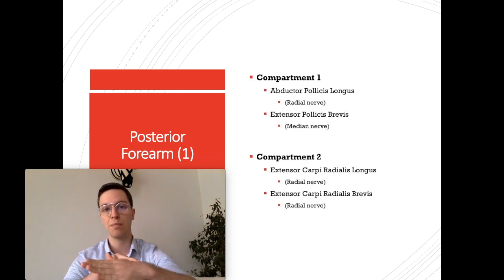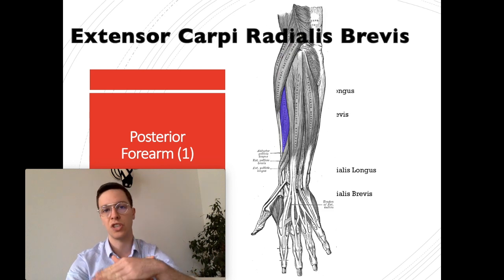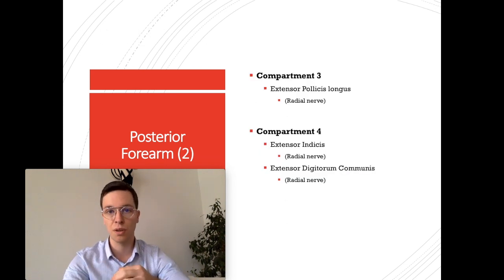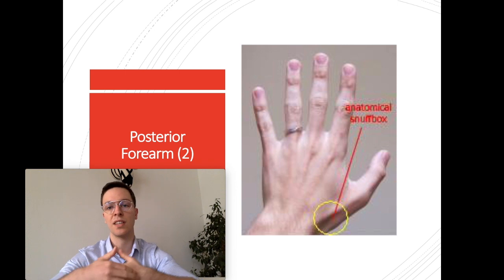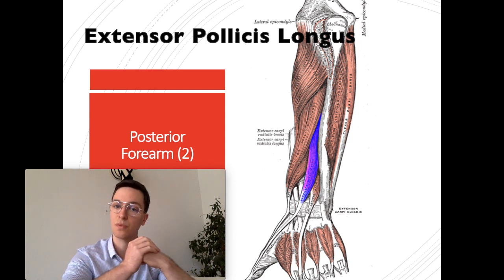Then in the second compartment you have the Extensor Carpi Radialis Longus and Brevis, which help you to extend your wrist from the radial side and do radial deviation. Both are innervated by the radial nerve. And in the third compartment you have the medial side of your anatomical snuffbox, which is the Extensor Pollicis Longus. This is innervated by the radial nerve as well.